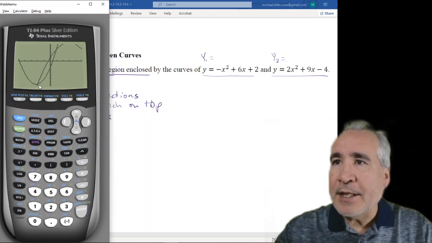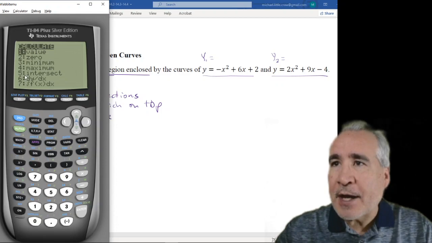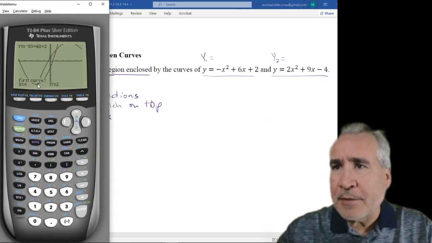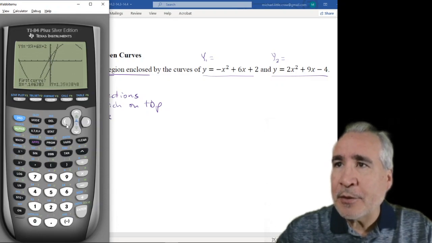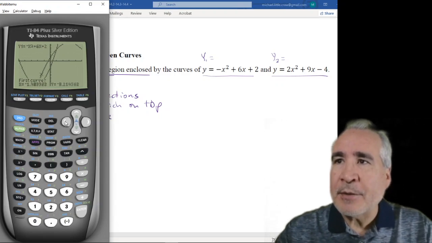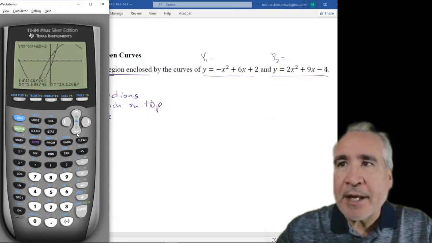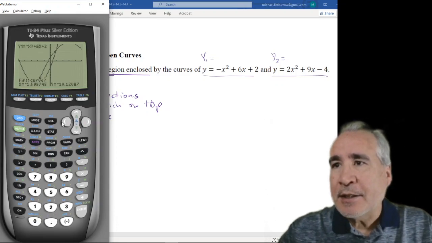Okay, we find intersections. We can see them there. We go second calc, number 5, intersect. That's our tool we're going to use. What I want to do is find this one to the left first. So I'm going to hit the left or right arrow key. In this case, the left one, because I want to come down to the left. Don't hit the up or down. When you hit the up or down arrow, you actually switch curves. Notice I went from Y1 to Y2 and back and forth. So you've got to hit the left arrow.